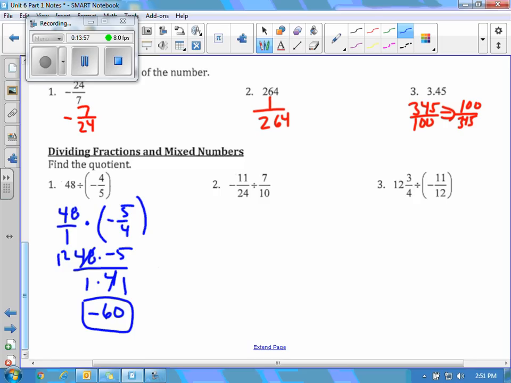Number 2. So I'm going to start by rewriting the first one, negative 11 over 24. Division becomes multiplication. I flip the second one. Now I want to write it out as multiplication, so I can simplify first.